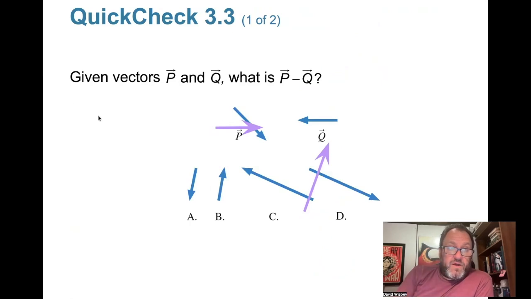My purple vectors are staying there. All right. Given vectors P and Q, what is P minus Q? Okay, Q is going to be flipped around here.